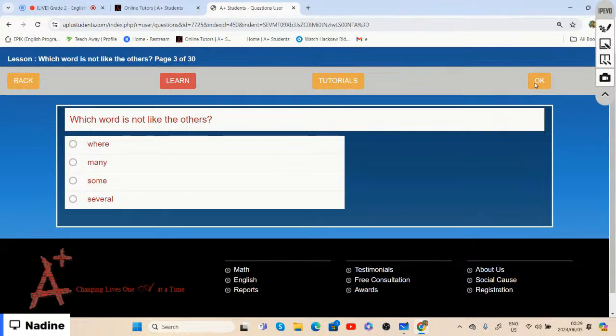So we now need to say again which word is not like the others. We have where, many, some, several. So where, many, some, and several. We need to identify the word that is not like the others.